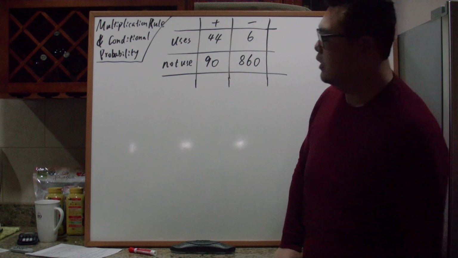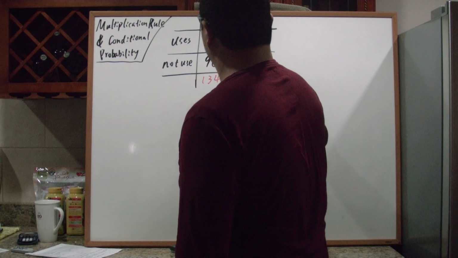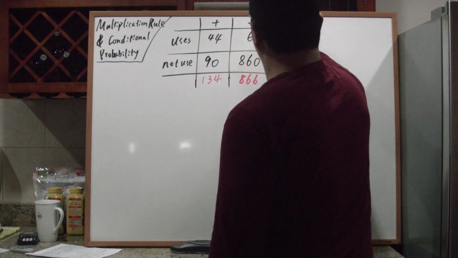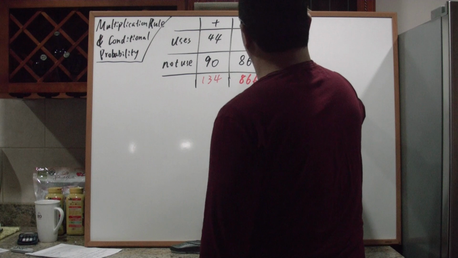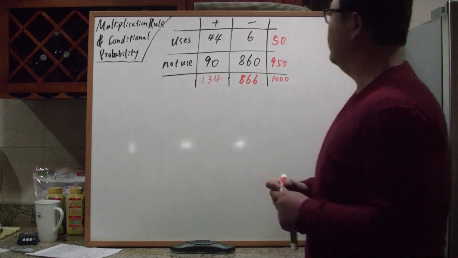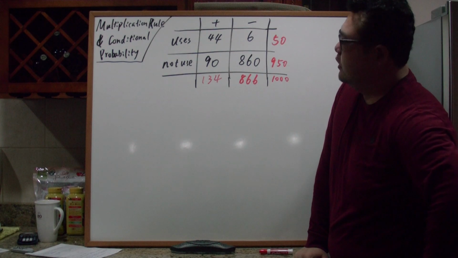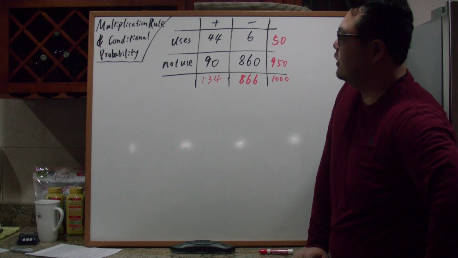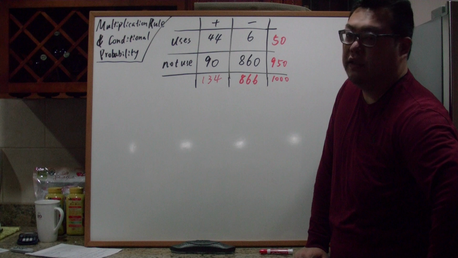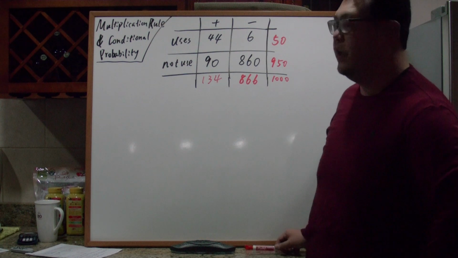result. So to find the total, that's 1,000 in total, which is 50 use drugs, 150 not using drug, and 134 in the meantime got a positive test result, and 866 got negative test result. My total, either way, that's 1,000.